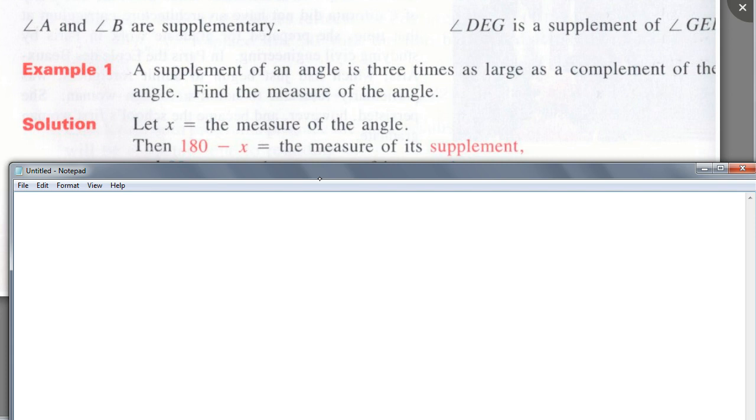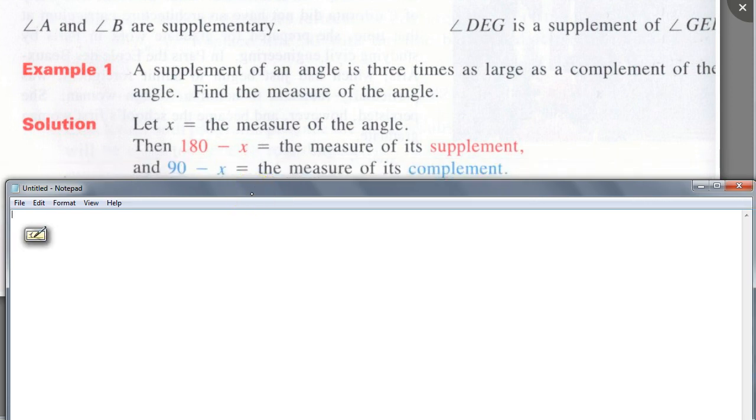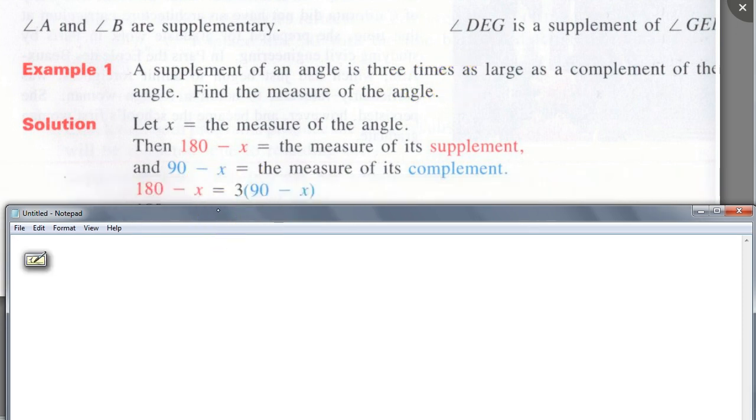Okay. What is the other unknown? Andrew. The complement of the angle, which is 90 minus x. Does that make sense? There are 3 unknowns in this case. With these unknowns, we may come up with an equation. It says the supplement of the angle. Where's the supplement of the angle, guys? 180 minus x. What does is mean? Equals 3 times what? 3 times 90 minus x. That's the equation that you should come up with.